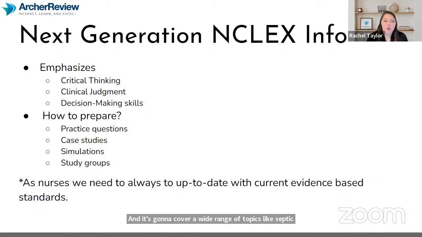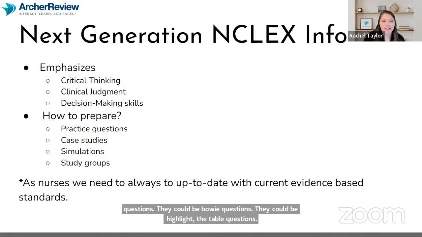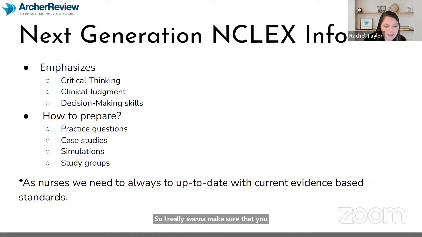You're going to see multiple choice questions. You're going to see case studies. You're going to see those next gen style questions. They could be bow tie questions. They could be highlight the table questions. So I really want to make sure that you guys understand what next gen looks like.